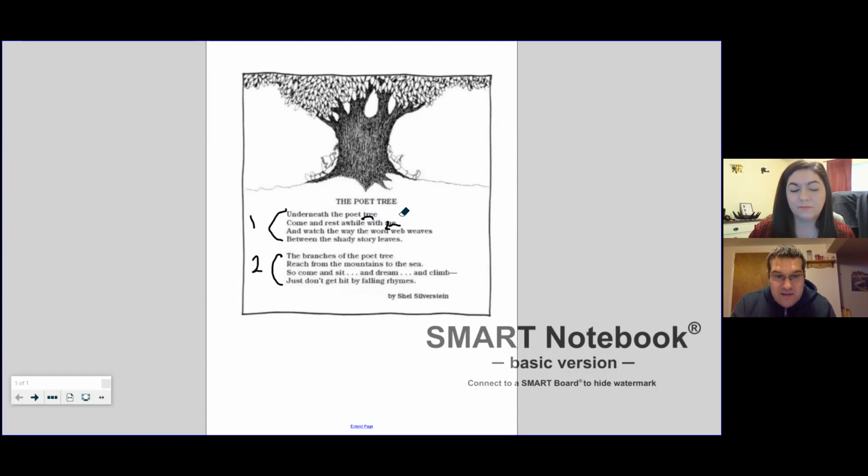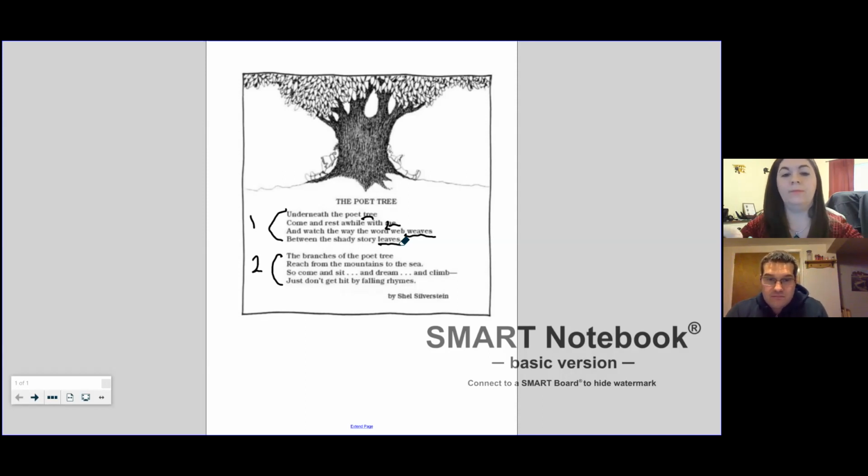And then the next 2 lines are, "And watch the way the web weaves between the shady story leaves." So hey, 2 more rhyming words. We got weaves and leaves. So those would be 2 couplets in 1 stanza.